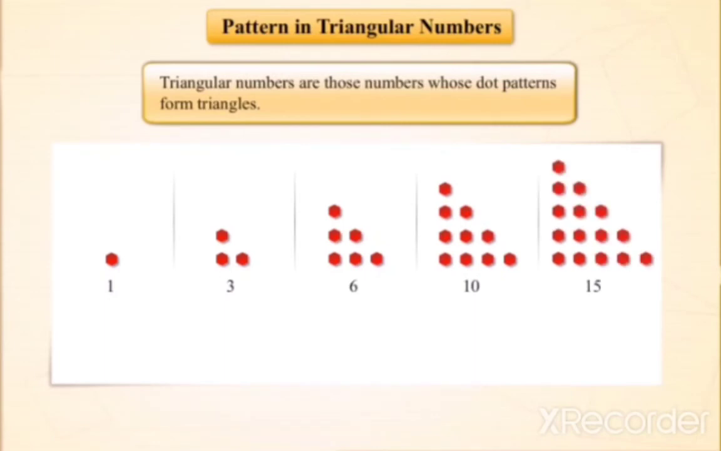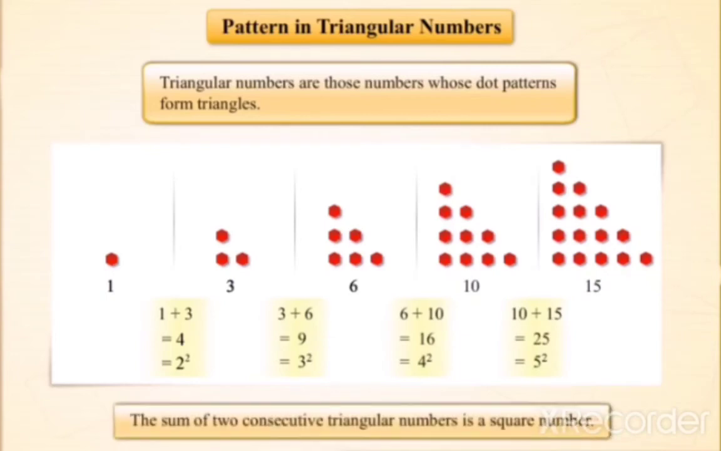Now, add two consecutive triangular numbers, 1 and 3. The sum of 1 and 3 is equal to 4, which is 2 square. Similarly, 3 plus 6 is equal to 3 square. 6 plus 10 is equal to 4 square. And 10 plus 15 is equal to 5 square. Therefore, the sum of two consecutive triangular numbers is a square number.